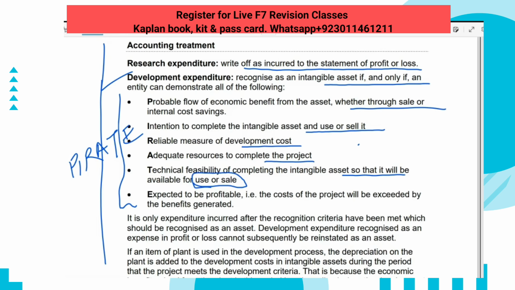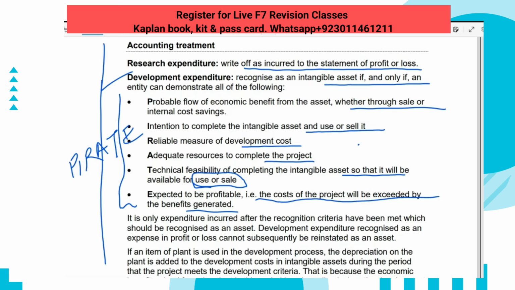T for technical feasibility of completing the intangible asset so that it will be available for use or sale. This is the main key point. If it is not available for use or sale, this comes under R&D. So this is development expenditure, if it is fulfilling these criteria, then only. Sometimes in the question they say they stop it during the period of construction, or management changes their mind, so straight away it is expensed out.